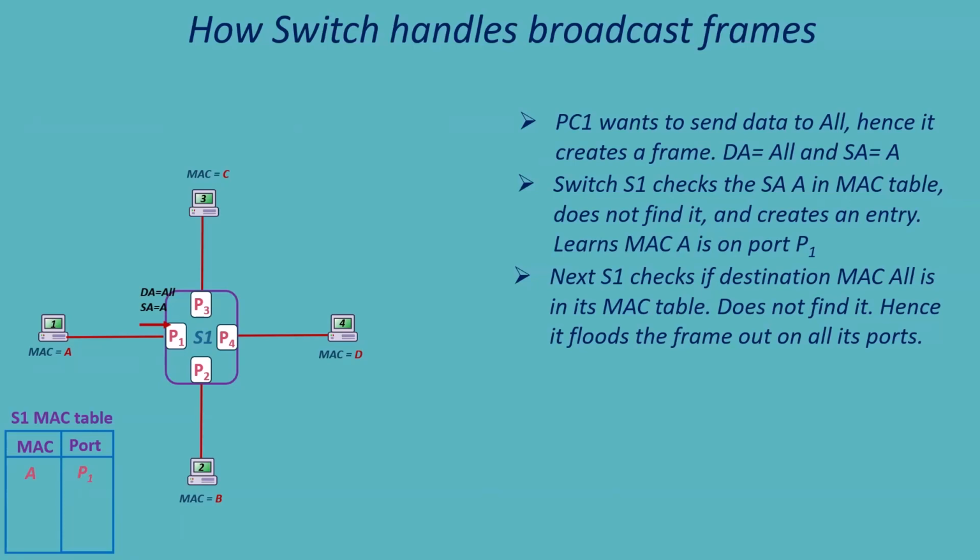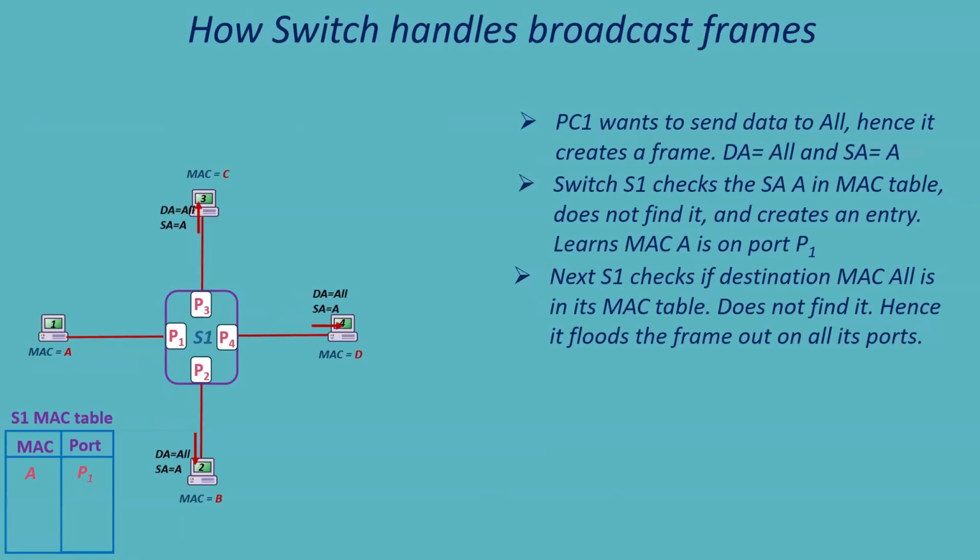Why it will not be in the MAC table is a question that I want you guys to come up and think about. I'll give you a hint though, but wait for it in a bit. So it finds it to be all. The all is not there in the MAC table, so it floods it across all the 3 ports. Okay.